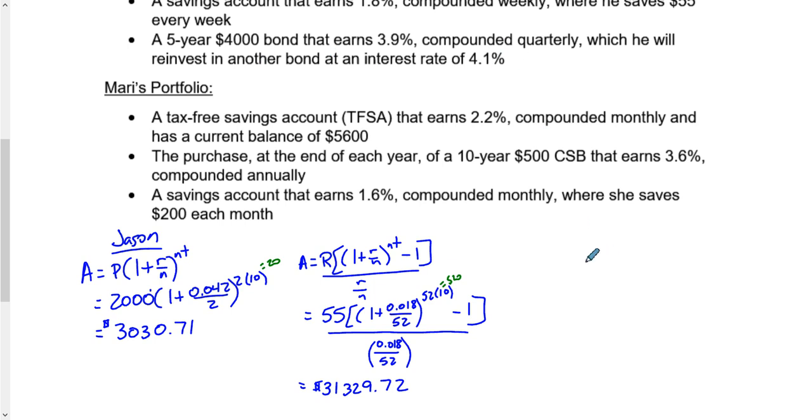And finally, last, a 5-year $4,000 bond that earns 3.9% compounded quarterly, which he will reinvest in another bond that gets 4.1%, which means we're going to be using the single investment formula, but we're going to have to do it 2 times. So that $4,000 gets put away at 3.9% first, compounded quarterly for 5 years, which means we're dealing with a 20 as our exponent.